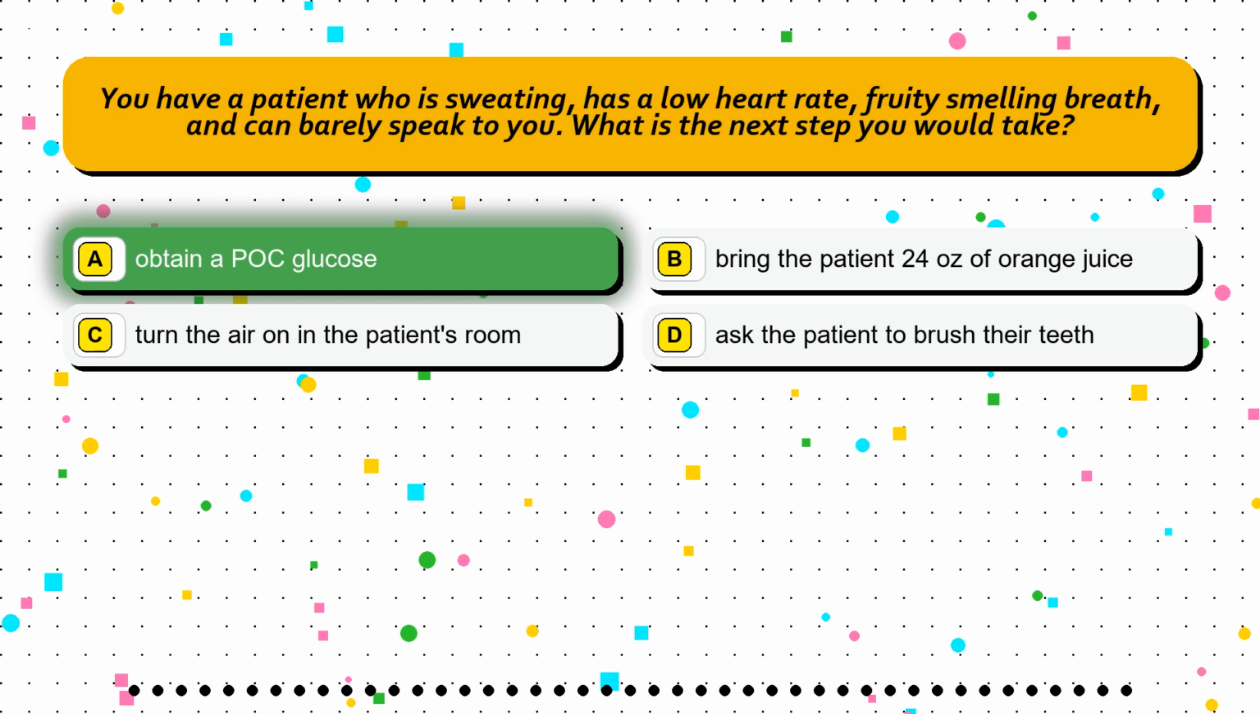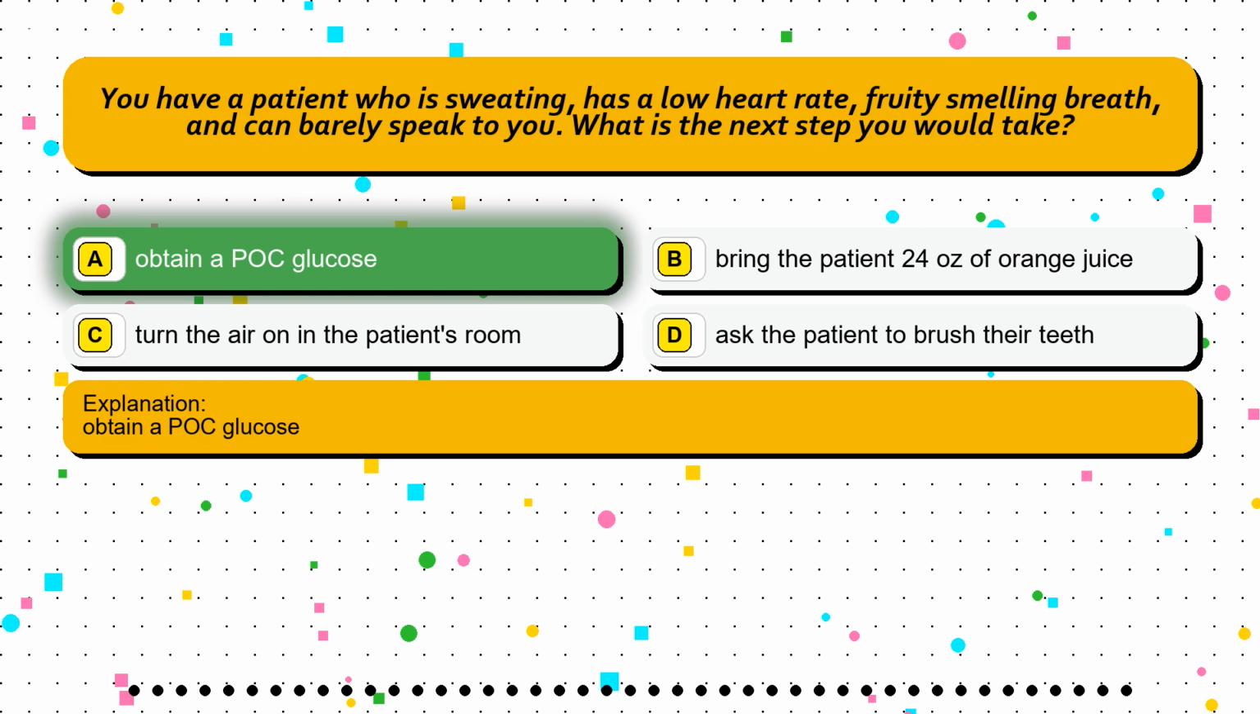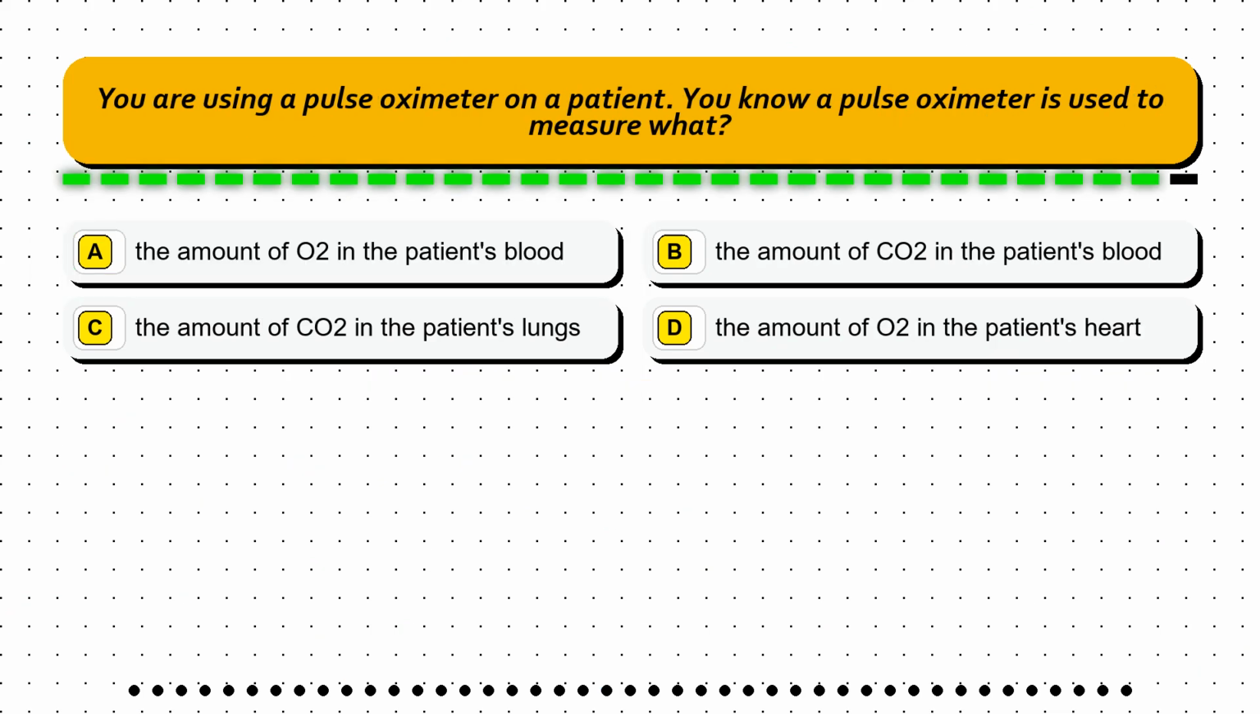The correct answer is option A, obtain a POC glucose.